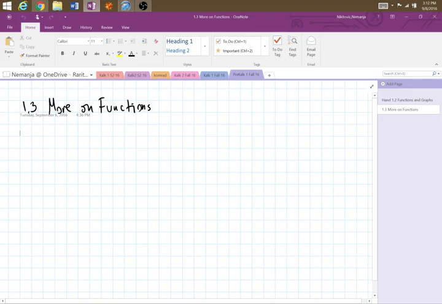Let's talk about section 1.3, which is titled More on Functions. So the first section is functions, second section, I guess, revenge of functions, now more on functions. These three are introductory lectures where we talk about functions in general.